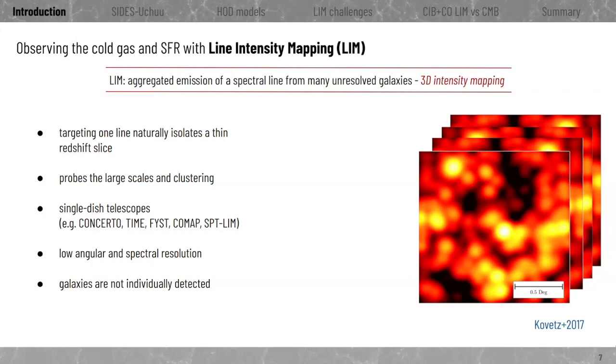About the telescopes, the line intensity mapping instruments, we choose to put them in single dish telescopes. And that's because that's something that offers lower angular and spectral resolution. And that's because we want to map the fluctuations of the total emission and we're not interested in resolving individual galaxies.